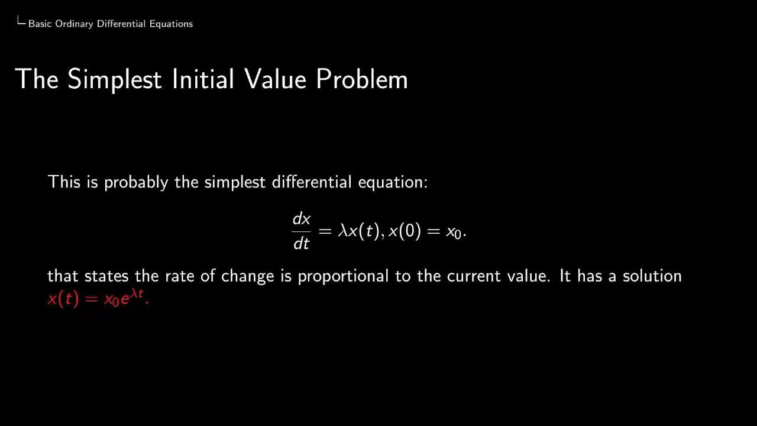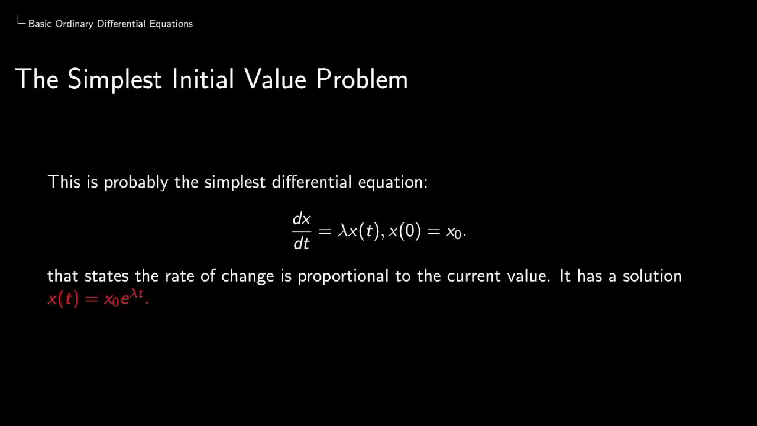We're going to start with the simplest initial value problem, and probably the simplest differential equation of interest. That is the first order linear differential equation, dx/dt equals lambda x of t, with an initial condition x of 0 equals x sub 0. In mathematical terms, like the calculus 1 way of describing it, this states that the rate of change is proportional to the current value. That proportionality constant is determined by lambda. It has the general solution x of t equals x sub 0 times e to the lambda t. One can obtain this through a separation of variables and then an integration.